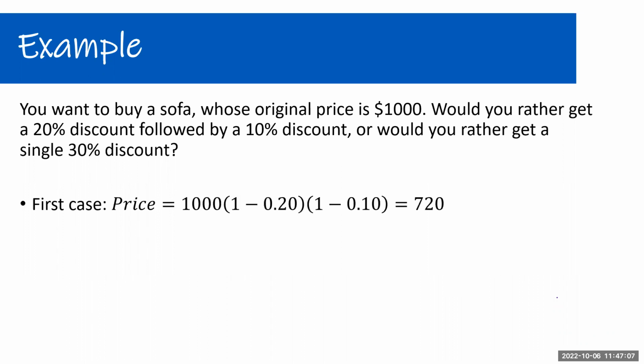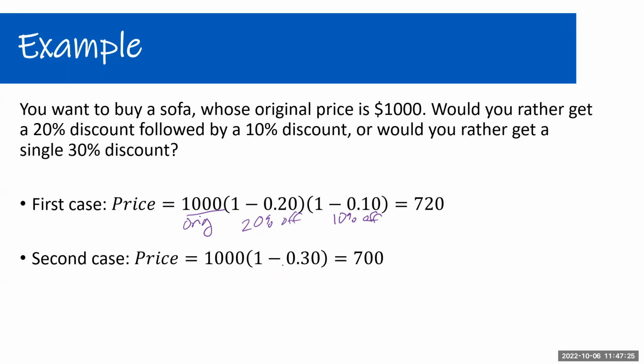In our first case, our price is going to be that $1,000, that original price. This is the 20% off, and this is the 10% off, back to back, okay? Now you're going to pay $720. In your second case, you're going to do it all 30% at once, and that's going to be $700. So which one do you want to buy? Well, you probably want to pay the least for it, right? You're going to take the second case. You'd rather get 30% off.